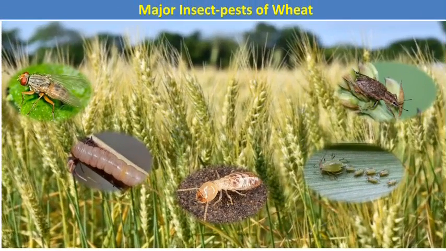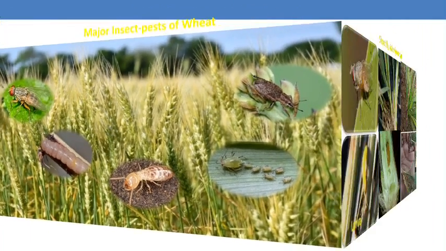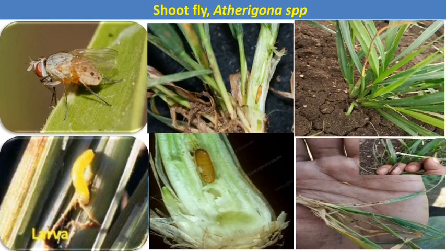And then the next crop is the wheat crop. Wheat is also one of the important Rabi crops. In wheat, there are different major and minor pests that infest. So the first major pest is the shoot fly or stem fly. We have already seen it in the pests of the maize crop.